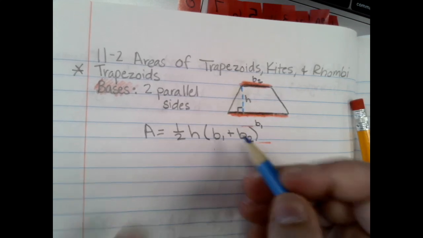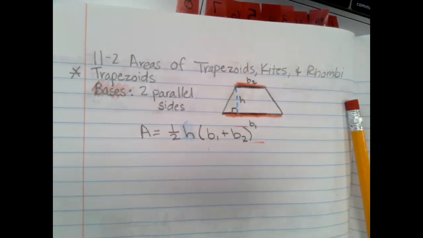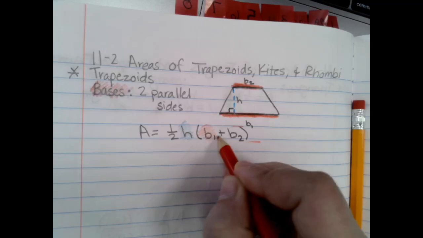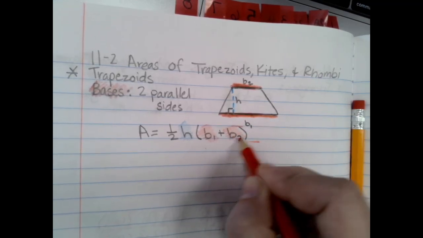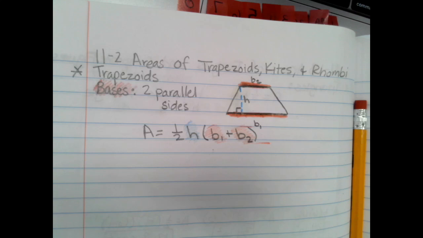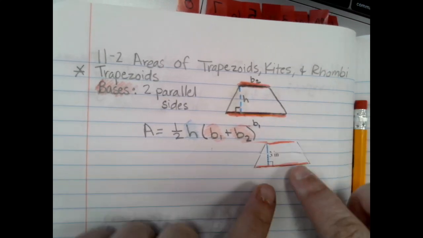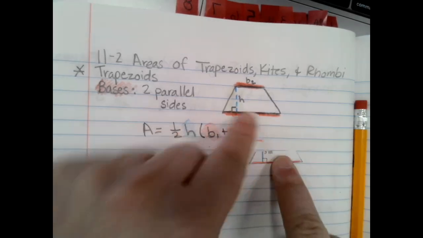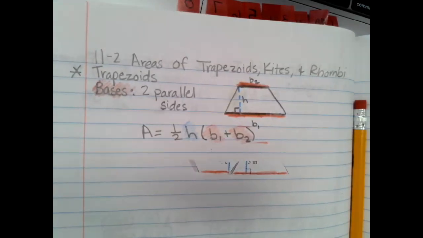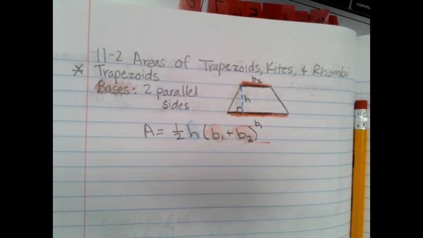All right, so I'm going to color code that. I'm going to use blue for height today, and B1, B2, I'm going to use red for both. So if you'd like to color code, you can. Okay, and that's where that formula comes from, is if we take that trapezoid, all of our formulas really go back to those parallelogram and rectangles. We cut it here. It's half, and that parallelogram area is base times height.